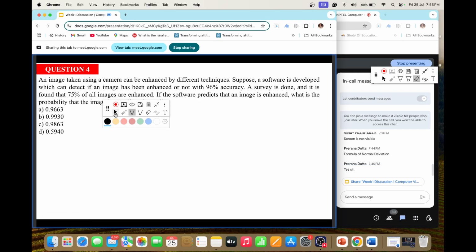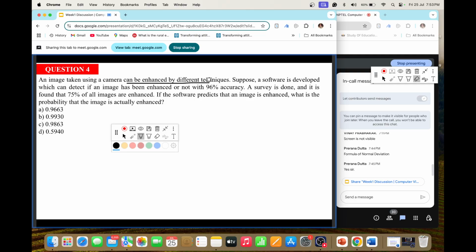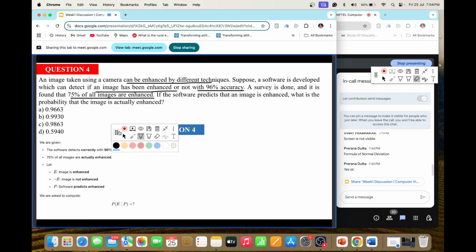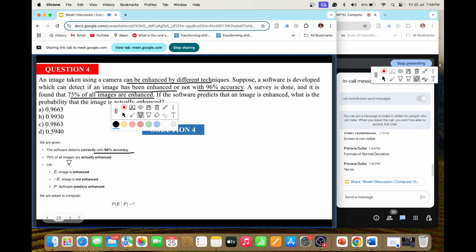So question number 4. Again I think it is a Bayes theorem question. An image taken using a camera can be enhanced by different techniques. Suppose a software is developed which can detect if an image has been enhanced or not with accuracy 96%. A survey is done and it is found that 75% of all images are enhanced. If the software predicts that an image is enhanced, what is the probability that the image is actually enhanced? So again we are given the software detects correctly with 96% accuracy, and 75% of images are actually enhanced.